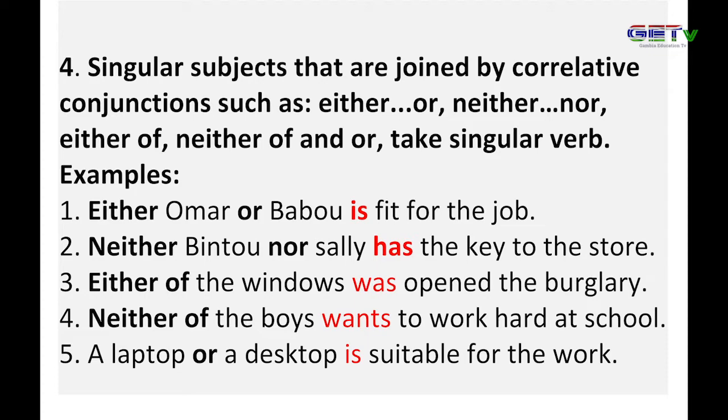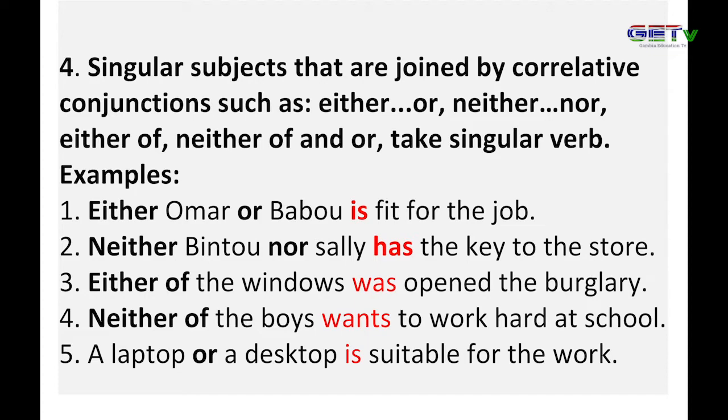We have example 1. Either Omar or Babu is fit for the job. So we have two subjects, Omar and Babu, but they are not joined by coordinating conjunction. They are joined by correlative conjunction. And the rule says, if they are joined by correlative conjunction, it takes singular verb. Therefore, you say, either Omar or Babu is fit for the job. You cannot say, either Omar or Babu are fit. You would have said that if you had used coordinating conjunction.